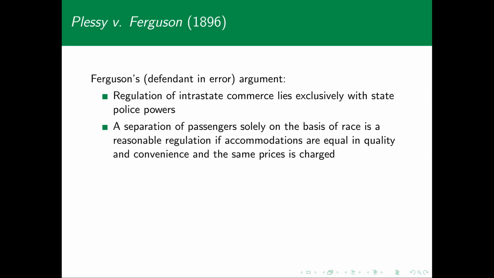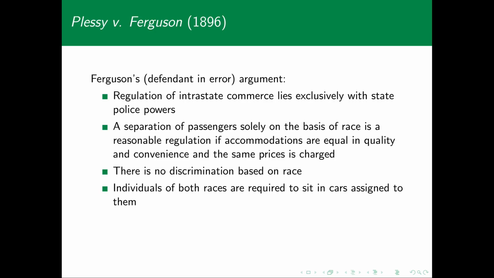Therefore, there's not actually any discrimination based on race, right? Sure, they're separated, but it's not like they're getting different stuff. They're not getting different train rides. And this is not discriminatory because whites have to sit in the whites-only car as well, right? So it's not just that blacks can't sit in the whites-only car, or blacks are kicked off the train if every seat is taken by whites. Individuals of both races have to sit in their assigned cars. So it's applying equally to both races.